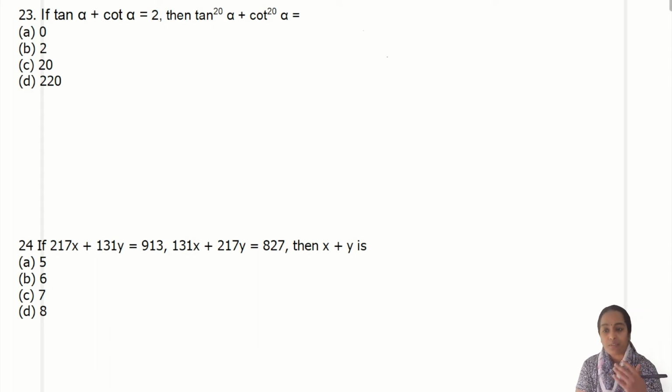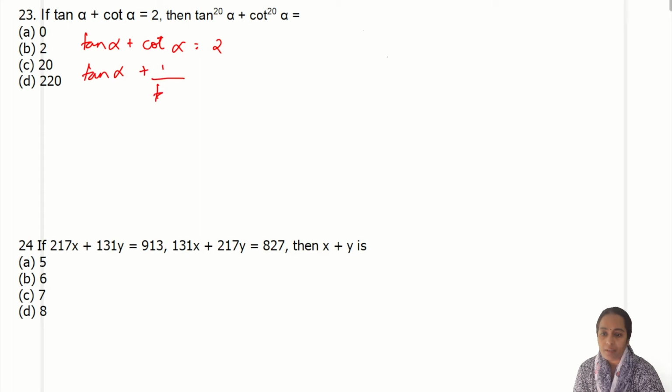If that doesn't strike you, you need to follow the usual process. The usual process is tan alpha plus cot alpha equals 2. So it's tan alpha plus 1 by tan alpha equals 2. Take the LCM, so it's going to be tan square alpha plus 1 minus 2 tan alpha equals 0.